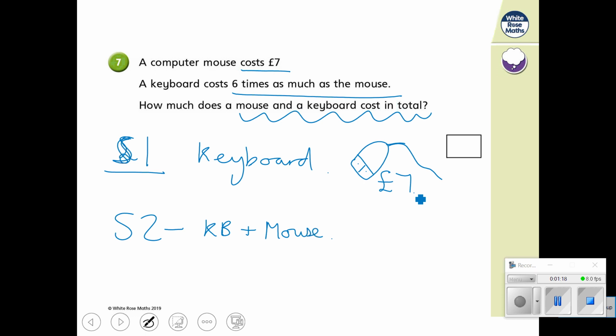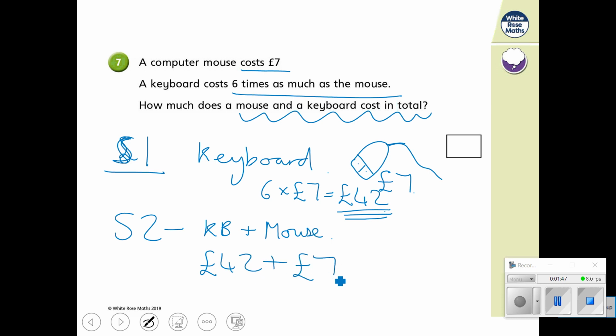A keyboard costs 6 times as much as the mouse. So the keyboard costs 6 times £7, which is, that's right, £42. Now, I bet some of you have just written £42 and thought you've got the answer, but you haven't, because the question is, how much does a mouse and a keyboard cost in total? So the keyboard we know is £42, the mouse is £7, so our answer for both items is £49.